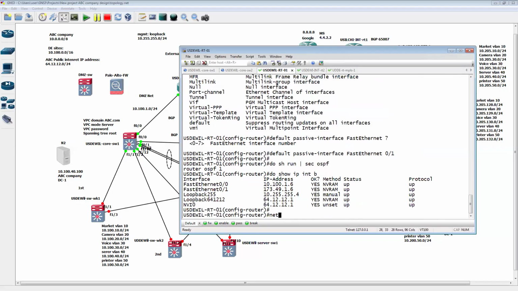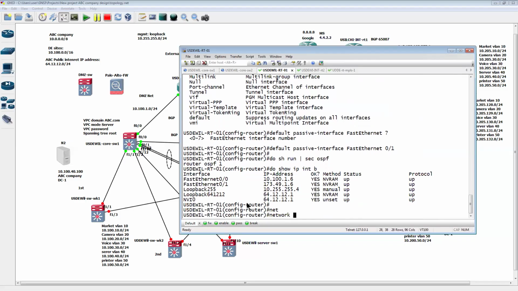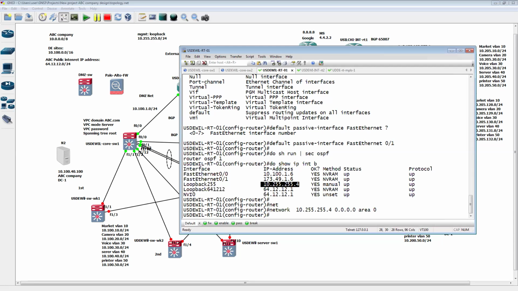So now we want to say network. We want to advertise our loopback, right? Loopback 255. So this is our loopback in here. So this is the same thing again. So we want to join in here area 0. You see, right? And then the same thing for the directly connected interface, right? Network, and then here using this one. Okay. So now this is 0.0.0.255 area 0. All right.